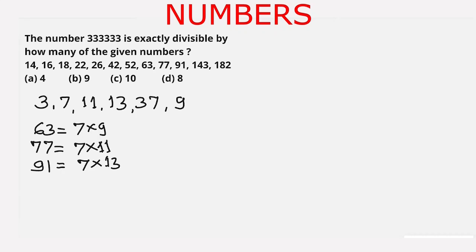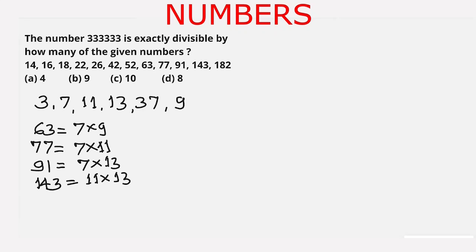The next number is 143, and 143 is divisible by 11 and 13, as 11 times 13 is 143. So this number is divisible by 143, and this number will not be divisible by 182 because the number is odd and 182 is an even number. So 182 cannot divide the given number 333333.